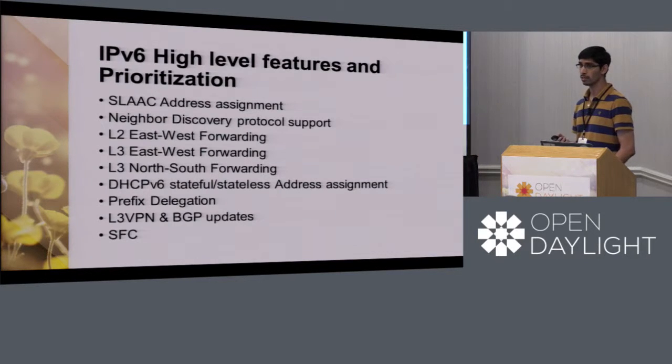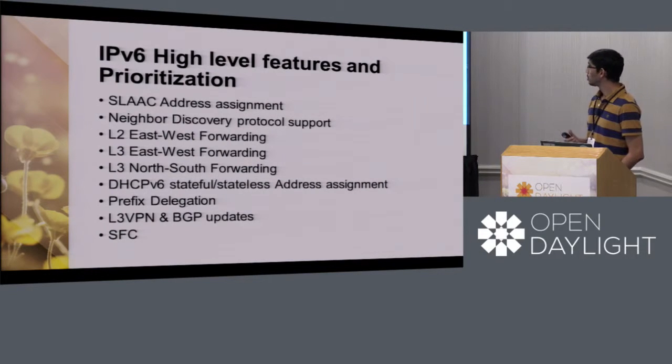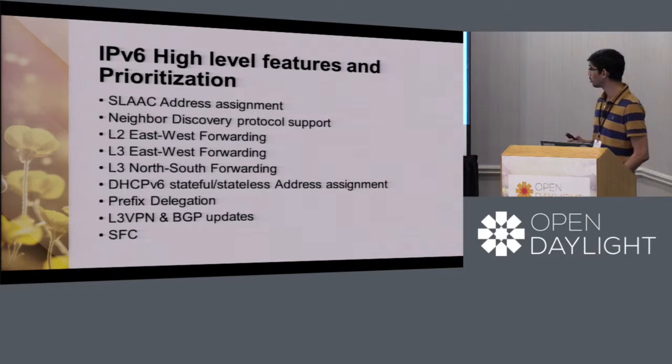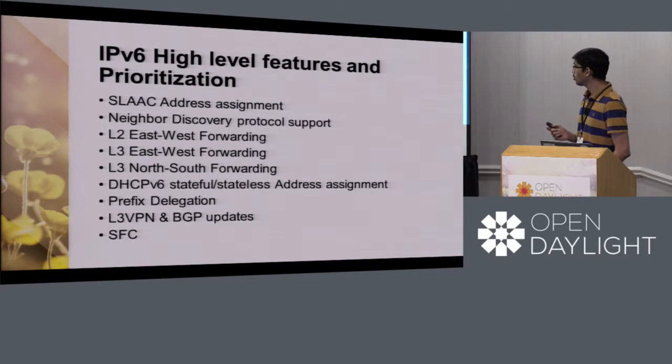The first and foremost is we need to support the auto configuration of address assignment for the IPv6 host, which is SLAAC based. And then the neighbor discovery protocol support is another basic feature of IPv6 that we need. In addition, we need the basic L2 east-west forwarding between the virtual machines in the same tenant network, or between two networks of the same tenant, that is L3 east-west forwarding. And we also put L3 north-south forwarding for the VM external connectivity in both directions.